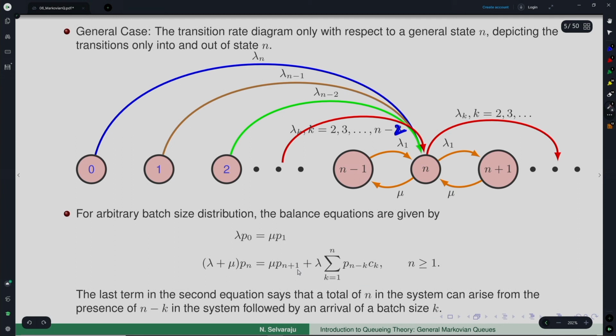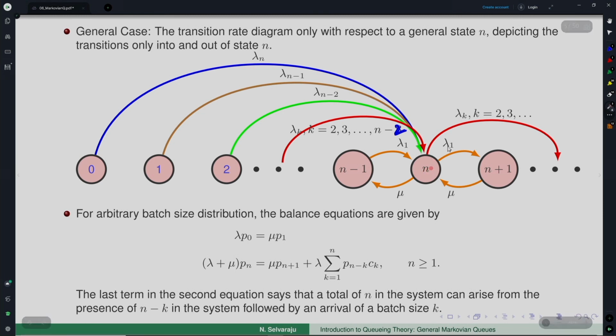Now what is the outflow? Outflow is, as usual, one. Suppose the system is in n, and one service completion happens, with rate mu, then it will move to state n minus 1. That is one possibility. The other possibility is that an arrival happens when the system is in state n, or there are n customers in the system, and correspondingly it will move to some state.